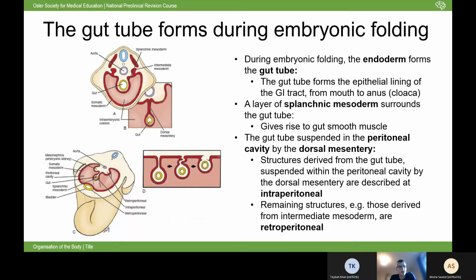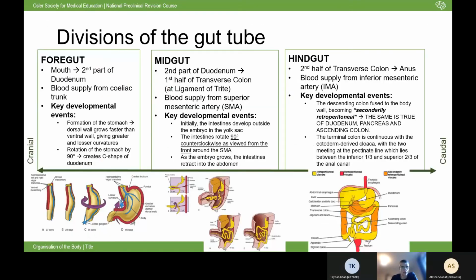Remember as well, those gut endoderm structures that fuse with the back wall, we call them secondary retroperitoneal, whereas structures that just develop behind the peritoneum, because that's where the intermediate mesoderm is, I'm talking about your kidneys, they are just primary retroperitoneal organs.